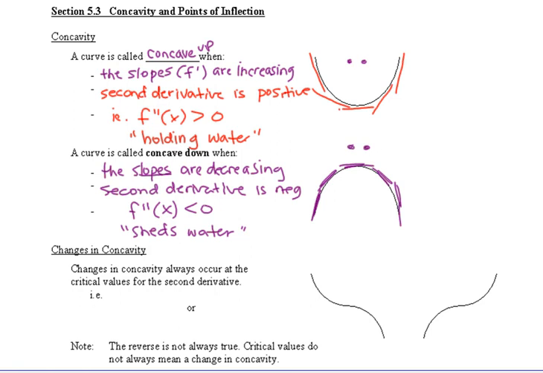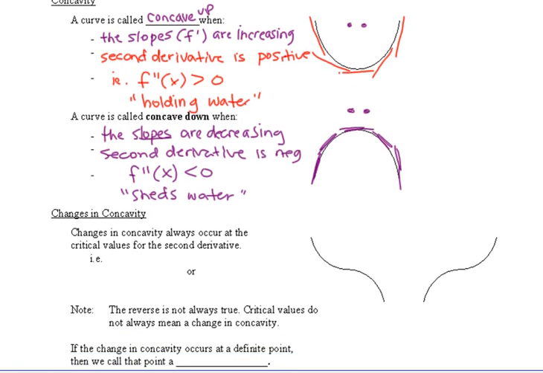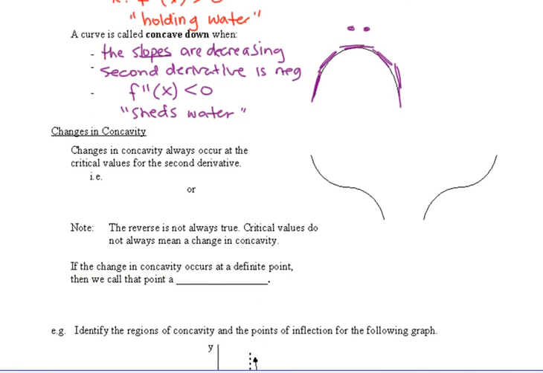Or just concave up, concave down is a good way to think of it. Okay? Changes in concavity always occur at critical values for the second derivative. So when our second derivative is equal to 0 or undefined, that's where we can have a change in concavity.